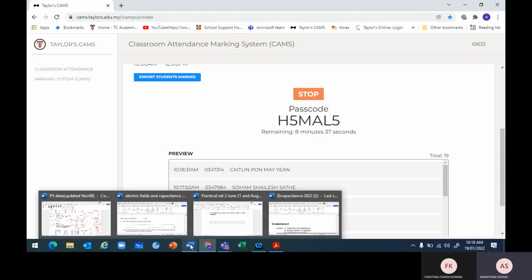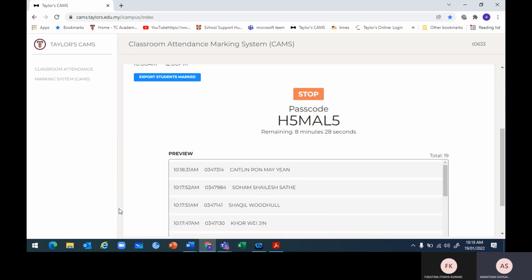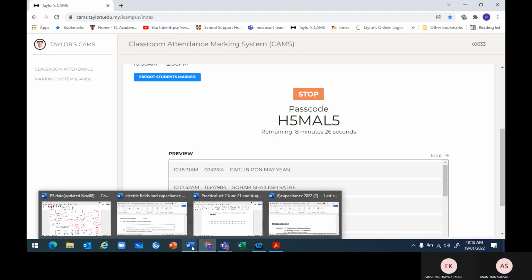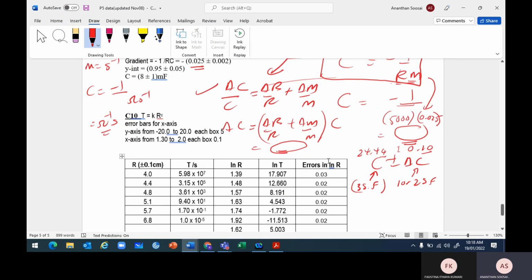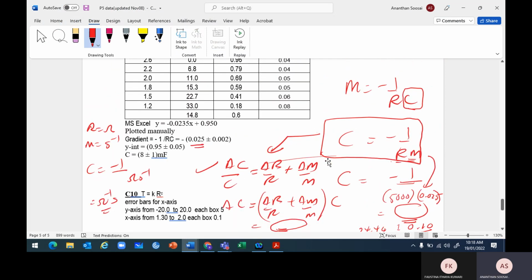Keep it to 3 significant figures. You should get around 8, but put it to 3 significant figures, standardized. So here you've got 8.00. Go for 3 significant figures.